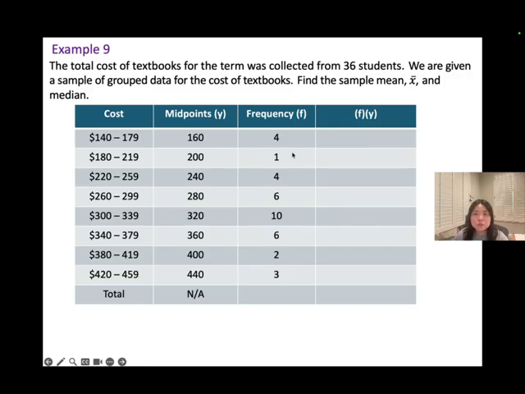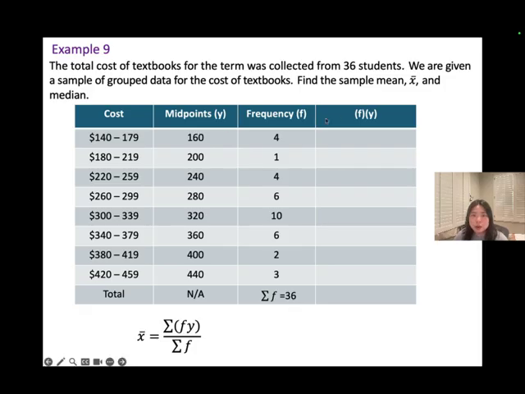Okay, so how can we find the sample mean and the median? First, look at the formula. How do you find the mean? We do have the summation of f times y divided by the summation of f here. So first, I want you guys to add up the total number of the frequency. You could add it up together or check with this number. It's supposed to be equal to 36.